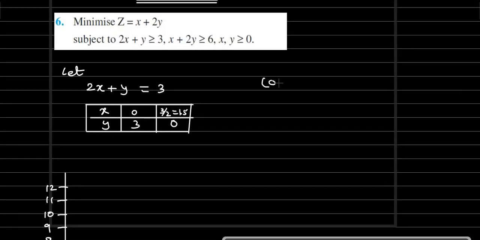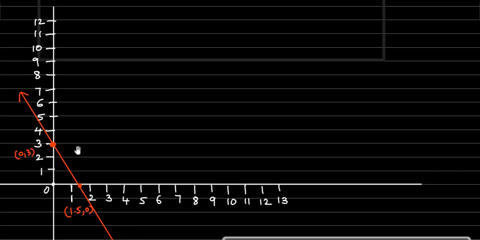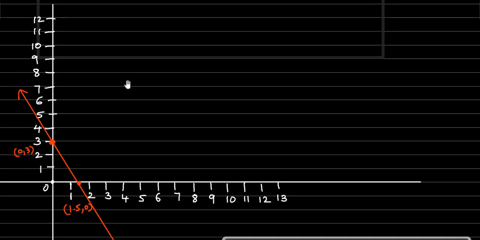If in place of x and y I replace 0 comma 0, 2 times 0 is 0, so what is the result? 0, right? What is given here? Greater than or equal to 3. Is it true? It is false. That means we don't have a solution for the given inequality on this side. The left side we don't have. Obviously the other side will have it, but we can confirm that too.